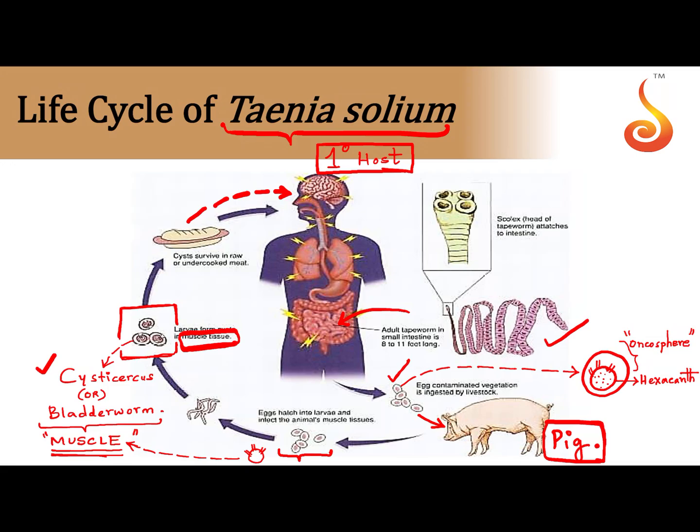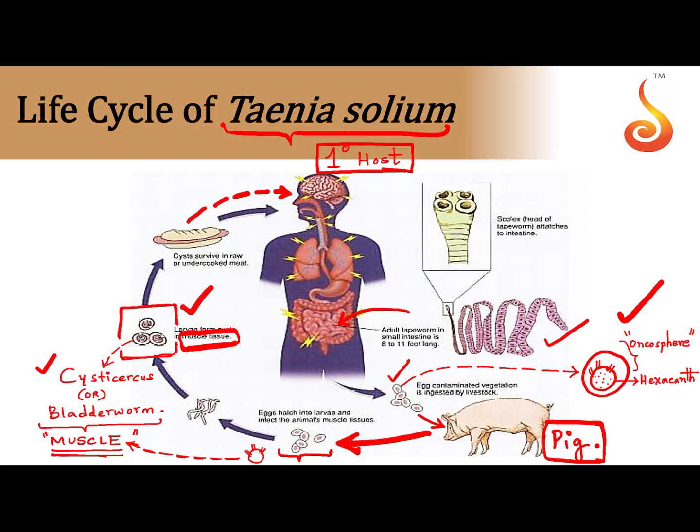So which is the stage which enters into the pig body? The stage which enters into the body of the pig is called the oncosphere or the hexacanth larva. Once the pig swallows these, in the stomach of the pig, the larvae are set free. They enter into the circulation and they reach the muscle of the pig. What do they become once they reach the muscle of the pig? They become these fluid-filled larvae called cysticercus or bladder worm.